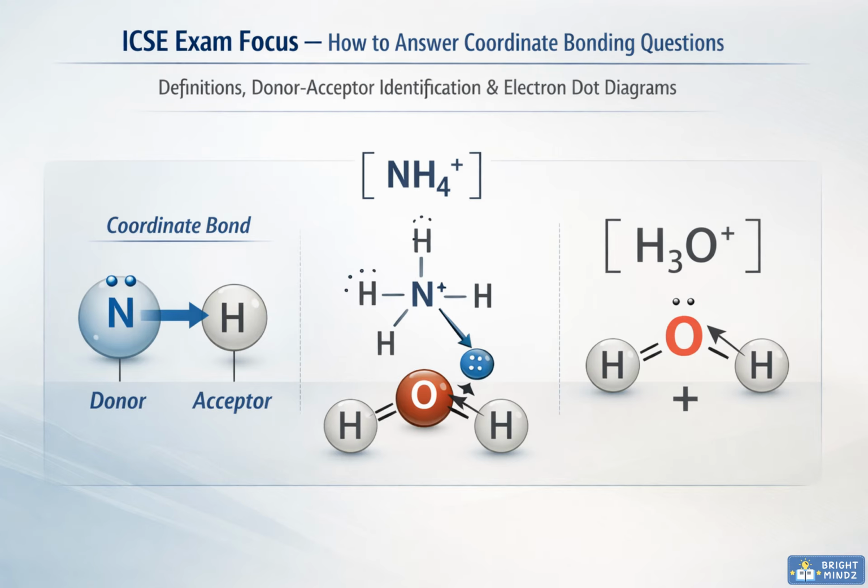In the exam, keep your answer systematic. Start with the definition. A coordinate bond is a covalent bond in which both electrons of the shared pair are donated by one atom. Then name the donor, the atom with the lone pair, and the acceptor, the electron deficient species. In diagrams, draw the arrow from donor to acceptor, not the reverse. For ammonium and hydronium ions, put the whole ion in brackets and write the positive charge outside. Missing the charge, lone pair, or arrow direction can cost marks.